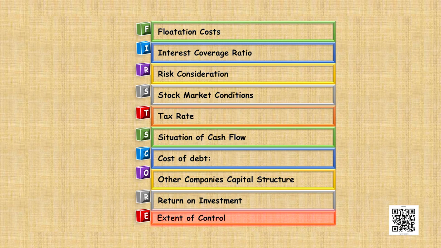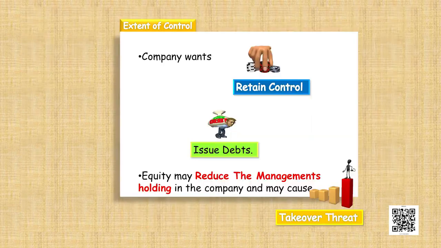So, now let us move ahead and discuss the extent of control or the control dilution. If the company wants to retain control with itself, then it can issue debt because debt does not have voting power. But if the company chooses to issue equity, then there will be dilution of the control. So, equity may be preferred only when the company is not concerned about the control dilution.